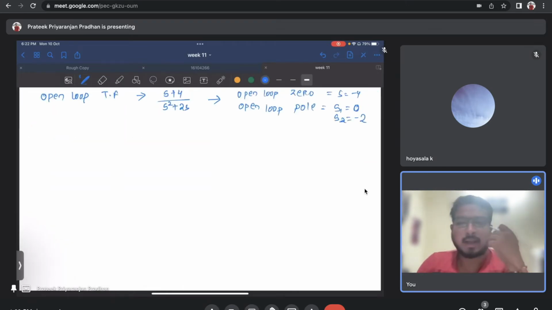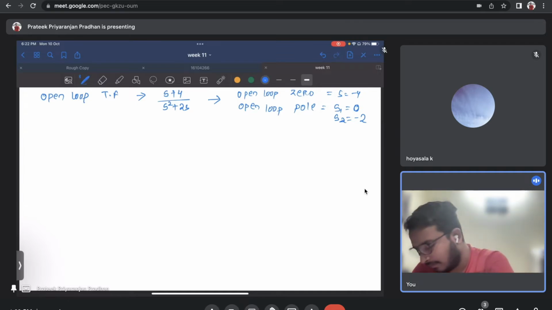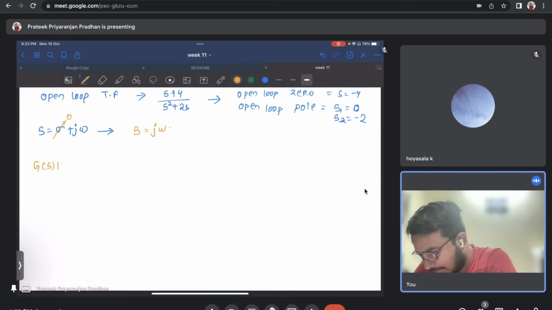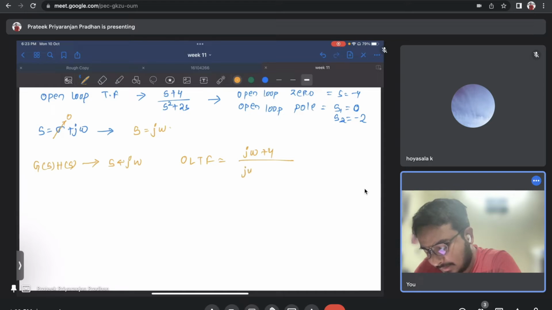Then when we are analyzing the frequency domain, in a normal control system we take s as sigma plus j omega. But as we are doing only frequency domain analysis, we are dealing with pure frequencies. We take sigma as 0 and s is equal to j omega. So I can write my open loop transfer function G(s)H(s), replacing s with j omega, as (j omega plus 4) divided by ((j omega) square plus 2 into j omega).